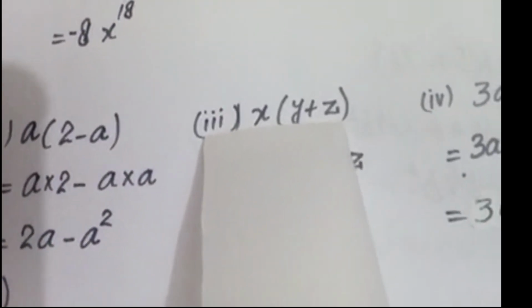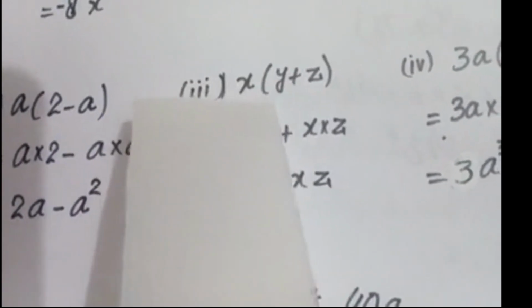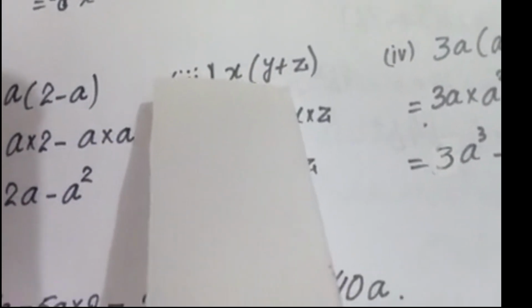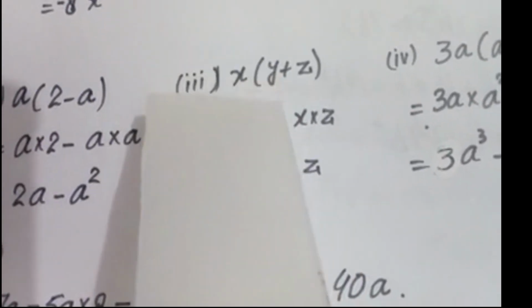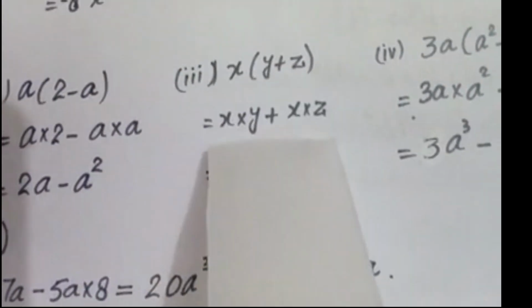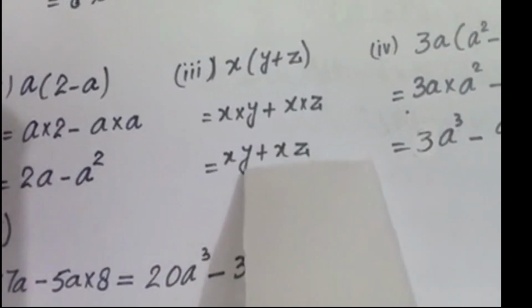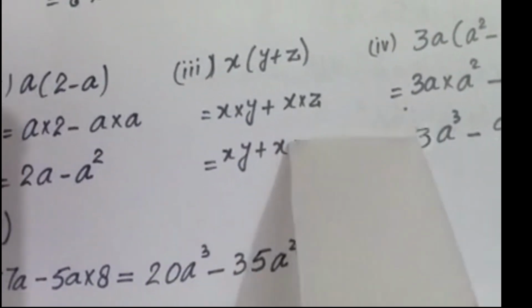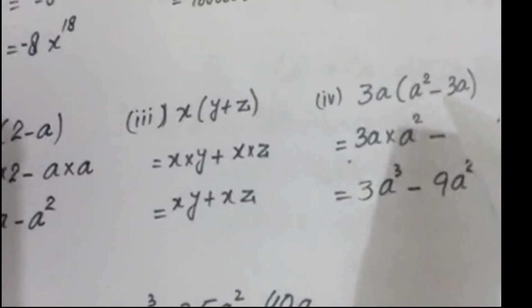Next, x(y + z). This means this x will be multiplied by the whole expression, that is in brackets. So this x will be multiplied by y, plus sign of middle terms will remain as it is, and this x will be multiplied by z. This will become x multiplied by y will become xy plus x multiplied by z will become xz. Now see the next question.